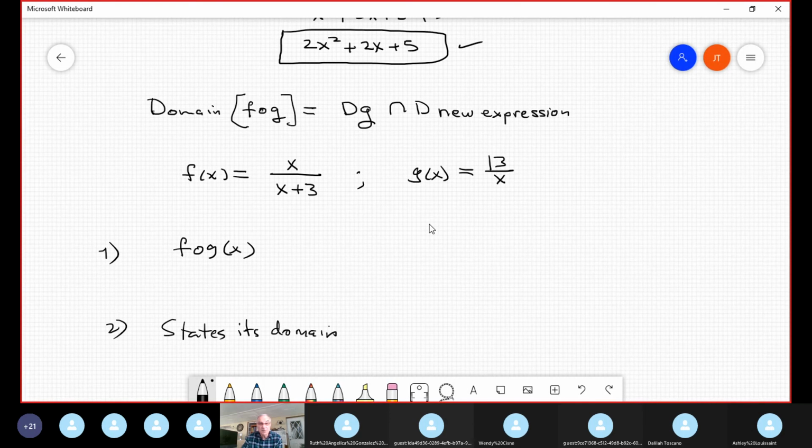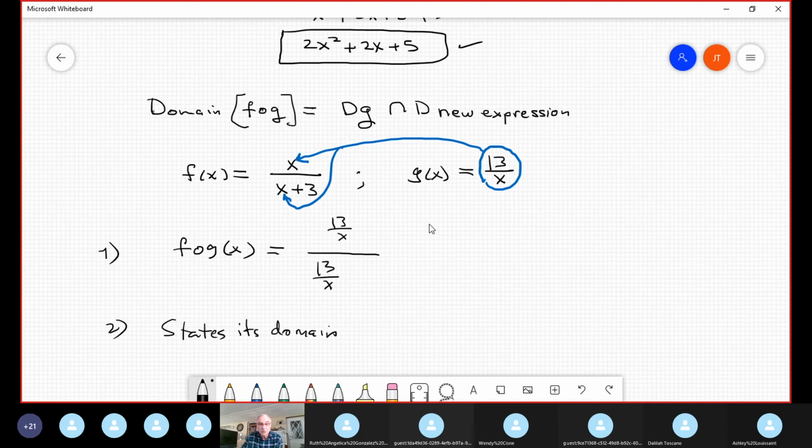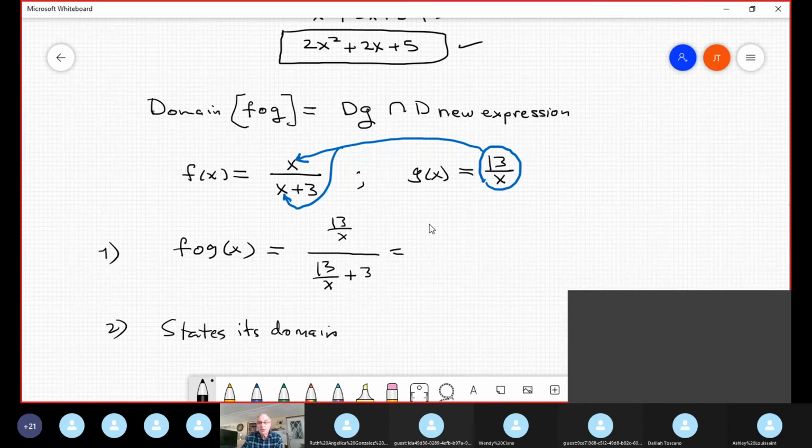Okay, let's do it. I suppose it's the last part today. So I understand that you take the innermost function and replace here and here. So no x anymore. Now the new expression is, look at that. At the top we have 13 over x, and 13 over x plus 3. Do you see the thing I am doing? No? Okay.